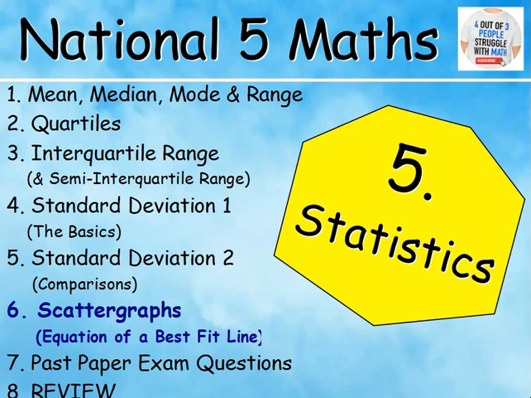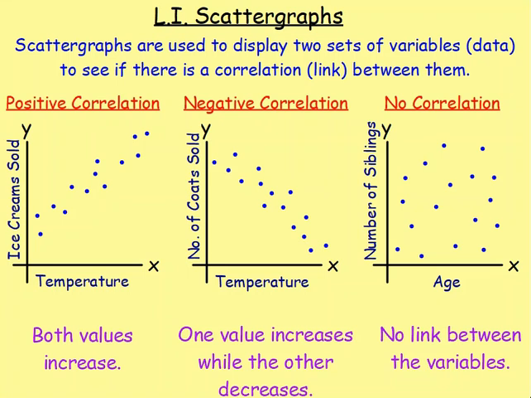After that, we then went on to look at scatter graphs. Woo! What are scatter graphs? Well, scatter graphs are used to display two sets of variables to see if there is a link between them. If it is a positive correlation, that means that both values will be increasing. For example, as the outside temperature increases, more ice creams will be sold, so there is a link there.